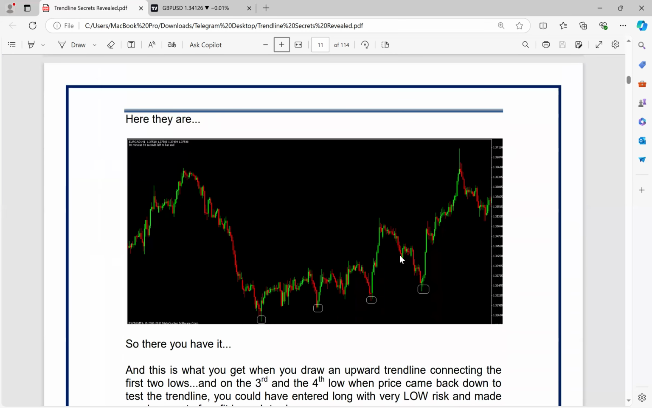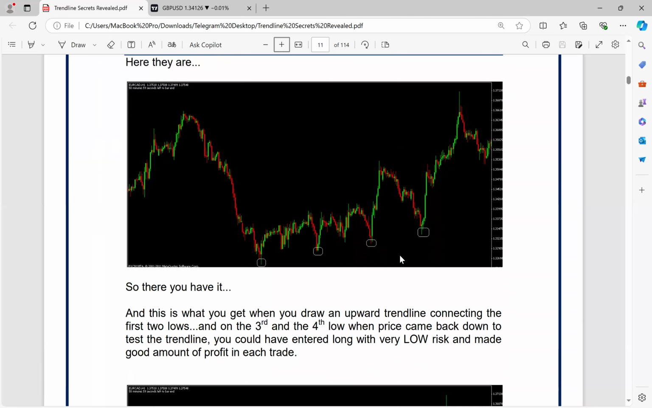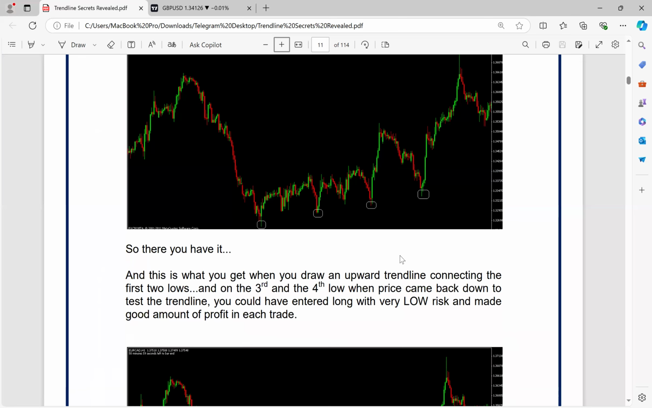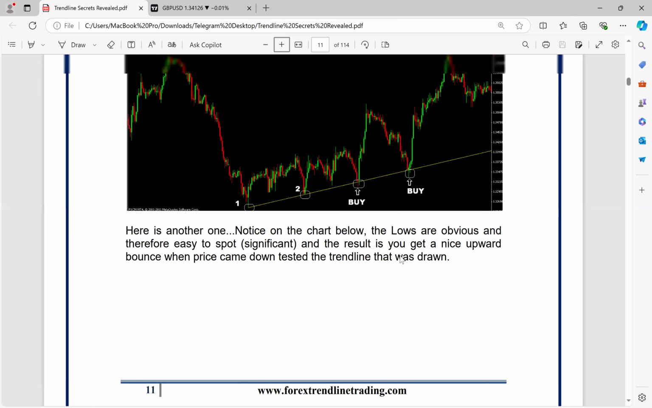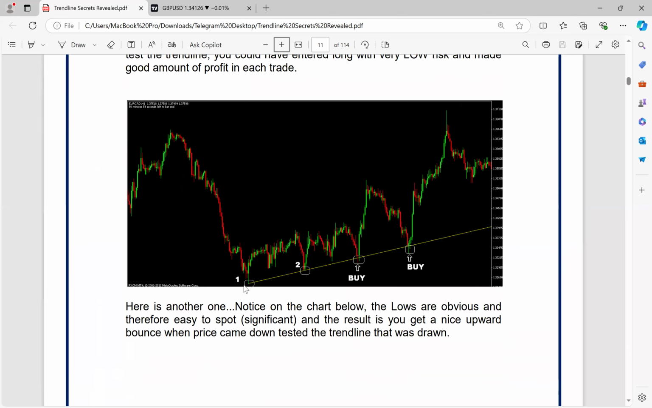So there you have it. This is what you get when you draw an upward trend line connecting the first two lows. On the third and the fourth, when price came back down to test the trend line, you could have entered long with very low risk and made a nice profit on the trade. See now, you can't lose. The lows were significant, which is what you need for a trend line to be valid. Then you extend it, and you can see points 3 and 4 bounced off.